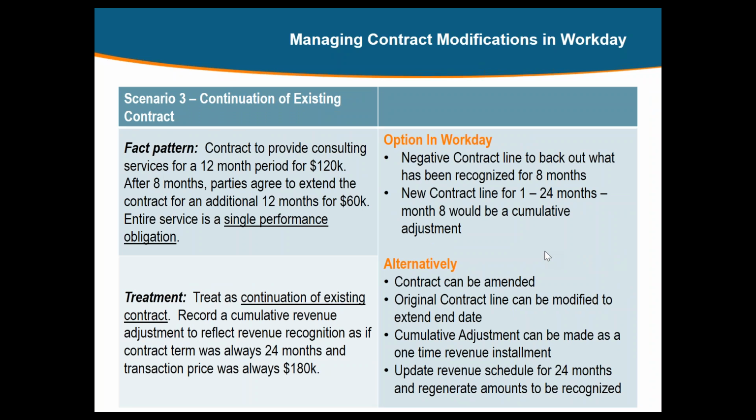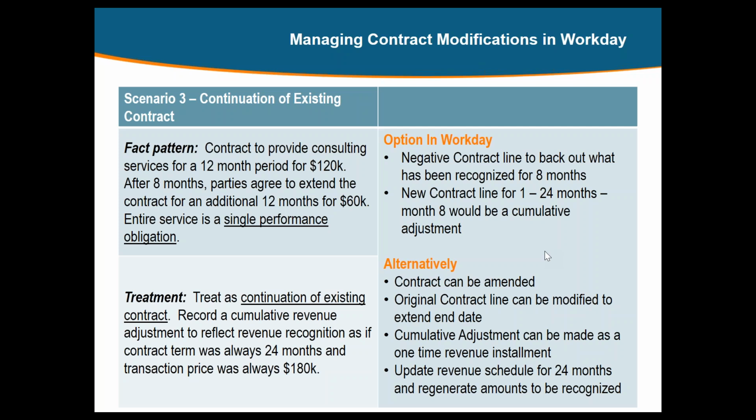Yeah, so this one is where we were extending the service for an additional 12-month period. And what we were doing is we were recording a cumulative revenue adjustment. So you were backing out what you had recorded, and you were going to book a cumulative revenue adjustment in the month that the contract was modified.